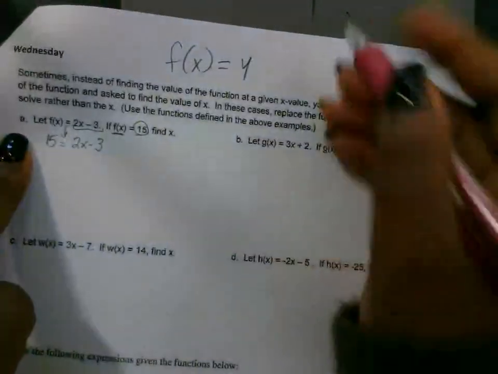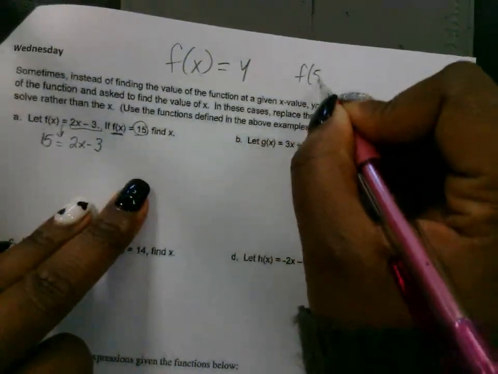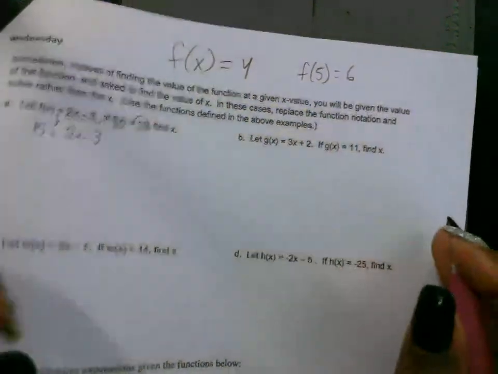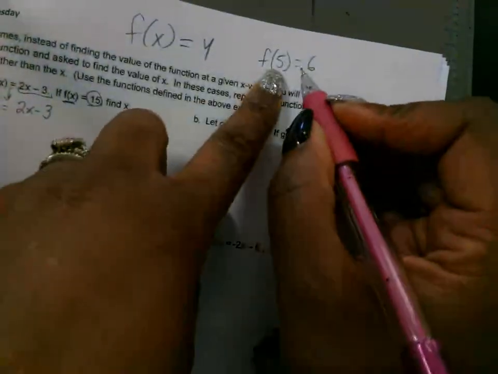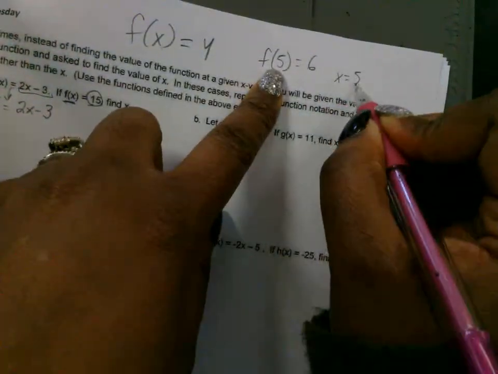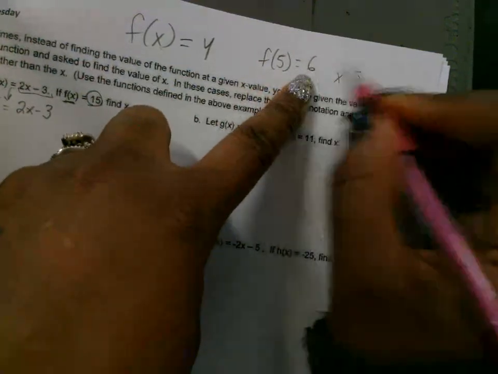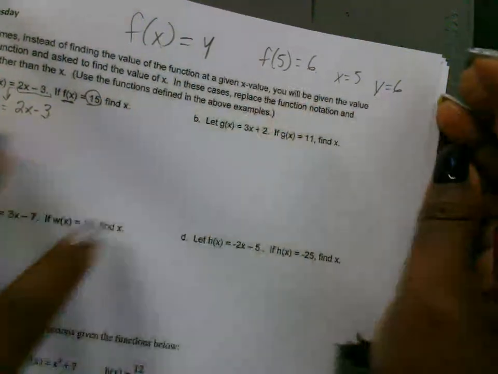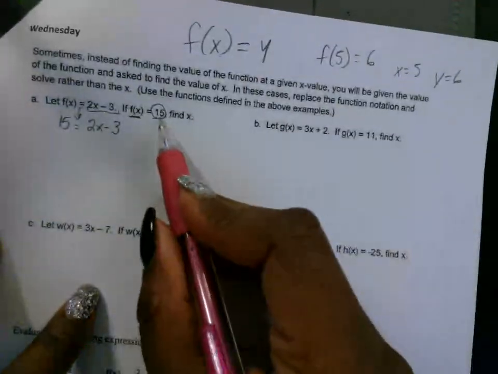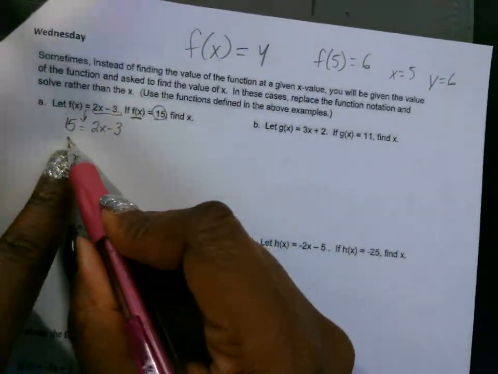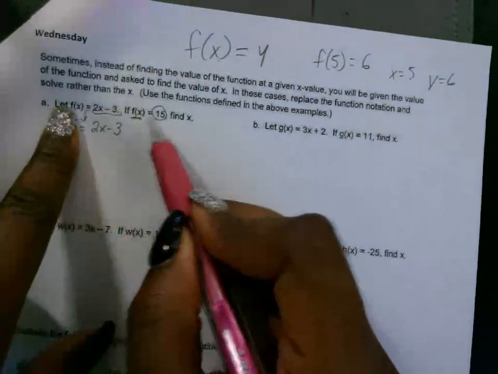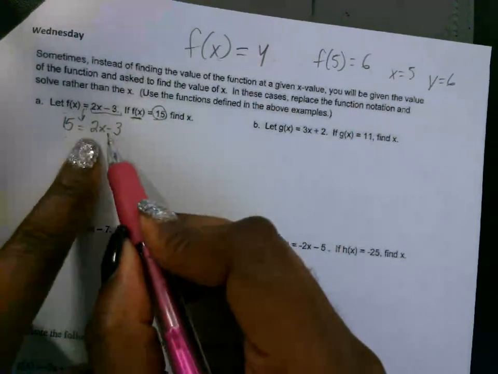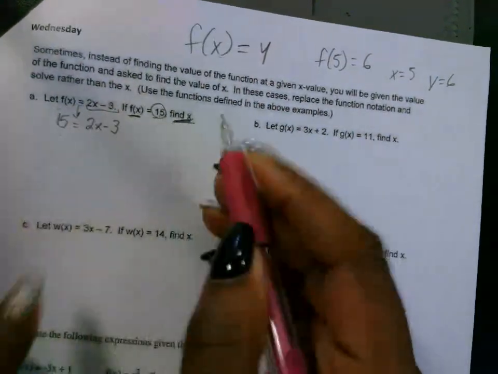So if I have something like f of 5 is equal to 6, in this example my x is equal to 5. And since f of x is y, my y is equal to 6. All right, so here, y is equal to 15. So plug it in for y, or plug it in for f of x. Substitute f of x for 15. Solve for x. Find x.